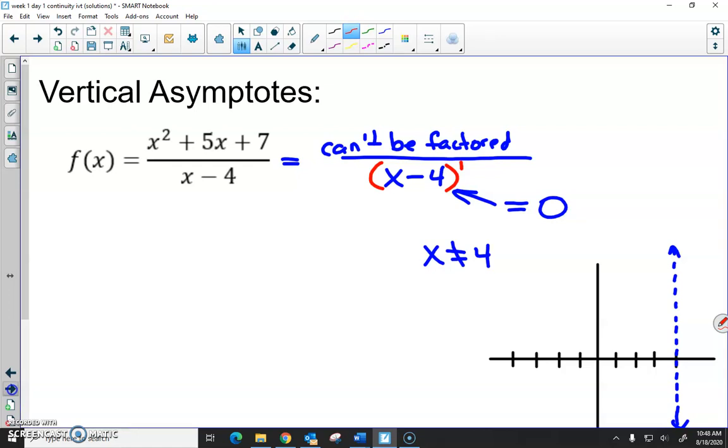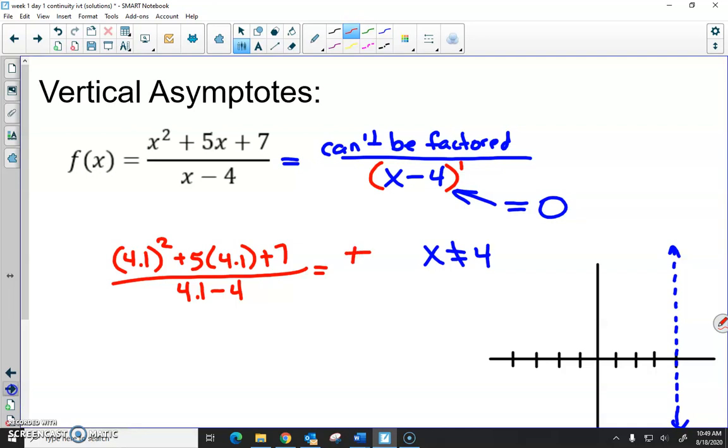Well, what we could do is think about choosing something that's just a little bit bigger than 4. So maybe I choose 4.1 as my x, and I plug it in. If I do that, hopefully you can see that my numerator here, I don't really care what the value is, but 4.1 squared plus 5 times 4.1 plus 7, that's going to give me a positive value. And 4.1 minus 4 in the denominator will also give me a positive value.